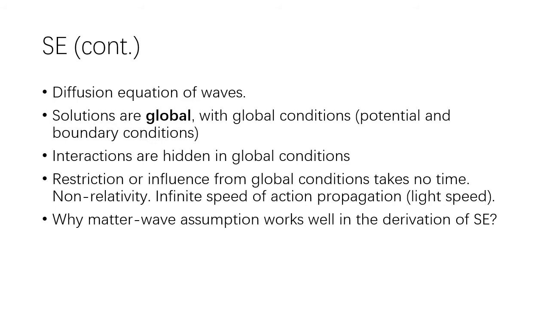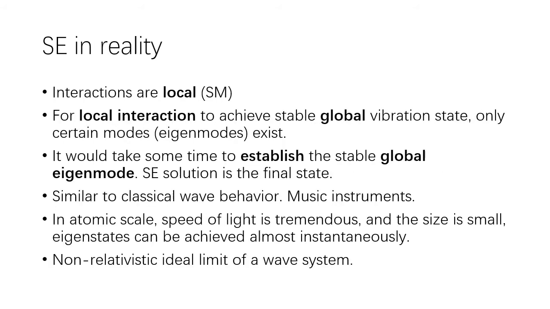It is interesting to ask why the matter wave assumption or ideal plane wave assumption works well in the derivation of Schrödinger equation. In the case of electromagnetic interaction, Schrödinger equation implies infinite speed of action propagation. But in reality, interactions are local and with finite propagation velocity.